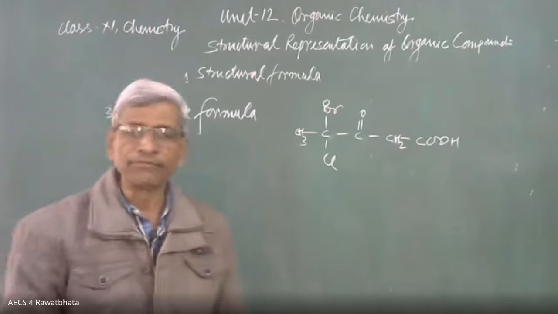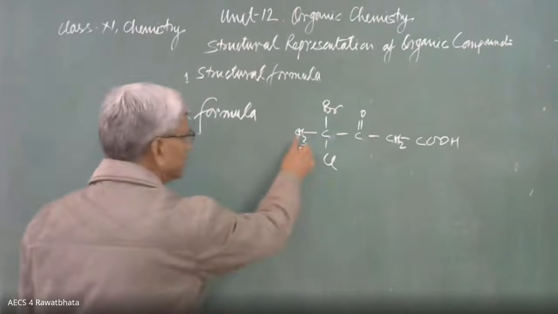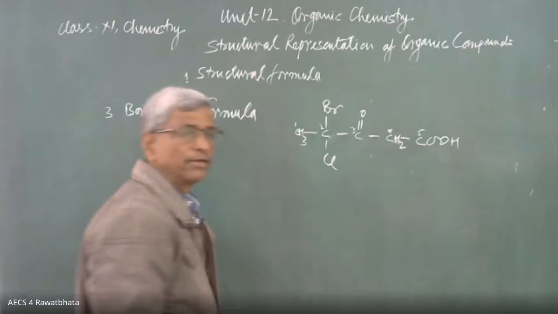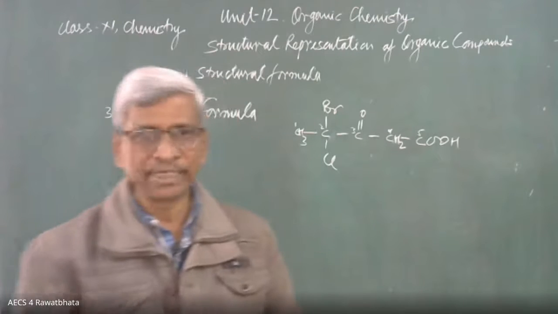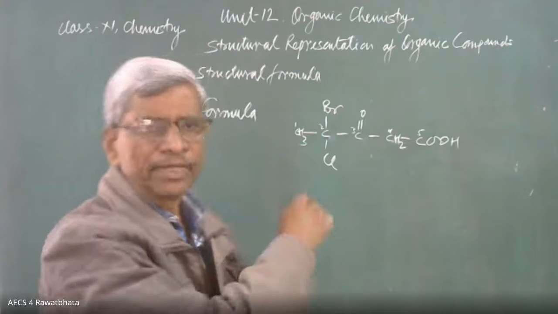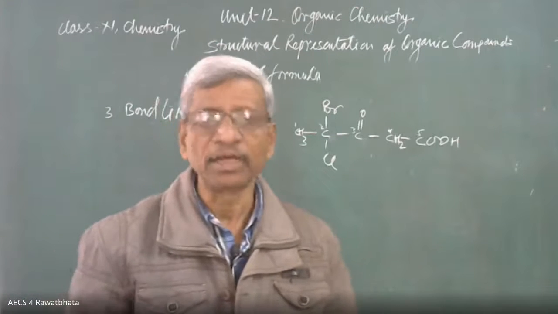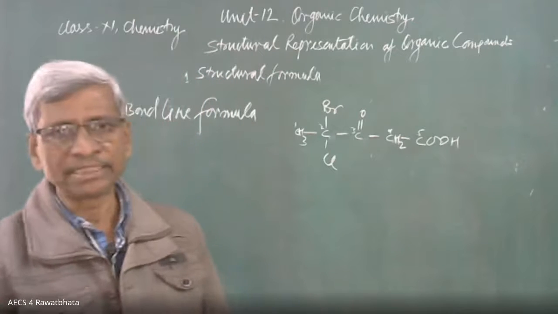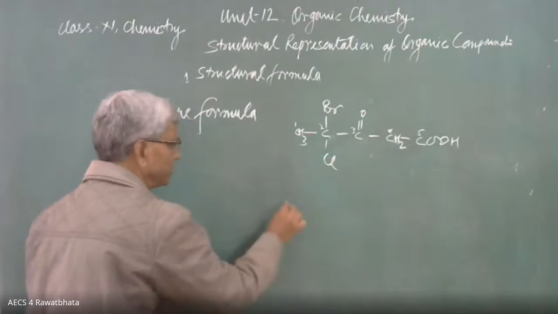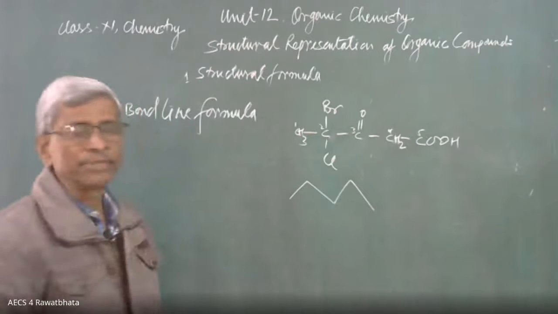What is the bond line formula of this compound? How to write? See here. First carbon, 1, 2, 3, 4, 5 carbon atoms. While writing the IUPAC name, numbering is not done like this. We have to prefer the functional group, then we have to write the number. I have written numbering from one side, from the left side only, to decide the carbon atoms, not to decide the IUPAC name. The IUPAC numbering system is something different. You know it. So what to do? 5 carbon atoms. 1, 2, 3, 4, 5. These are the 5 carbon atoms.